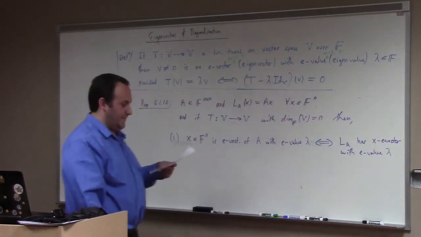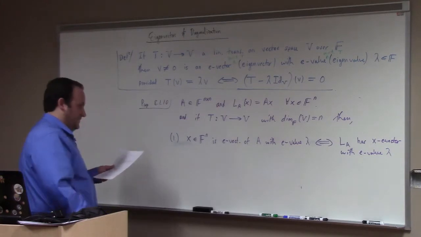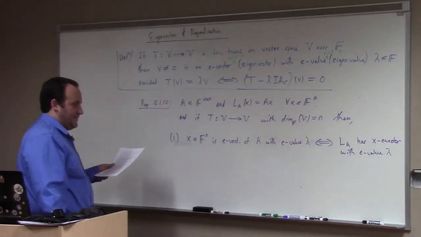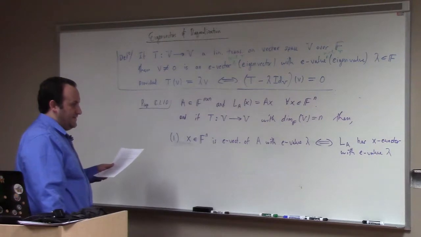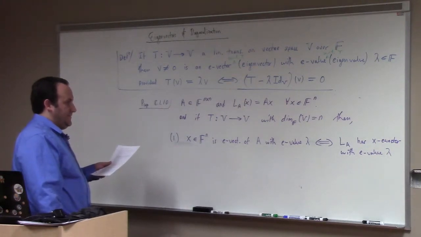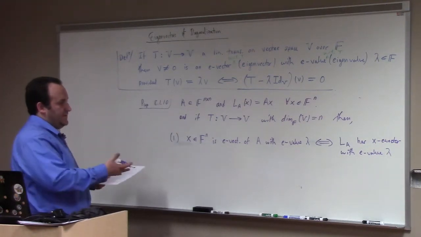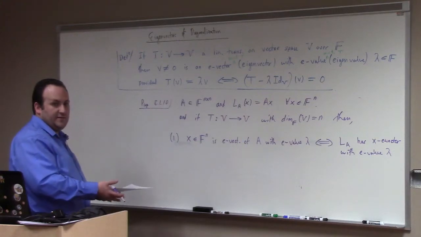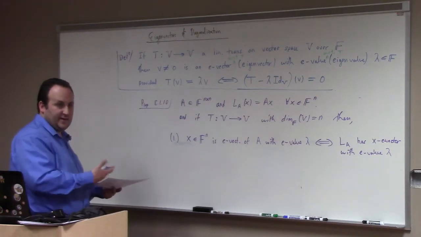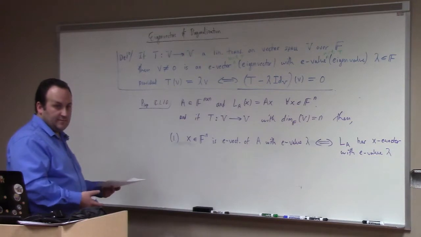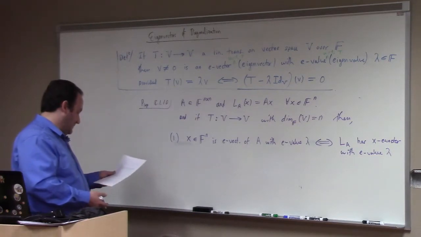I'm sorry, I'm embarrassed I even wrote that on the board. That is so obvious and silly to spend class time to write it. But this is the interplay between, if you have a matrix and you want to turn it into a linear operator, you just look at multiplication by the matrix. That gives you the corresponding T, essentially.